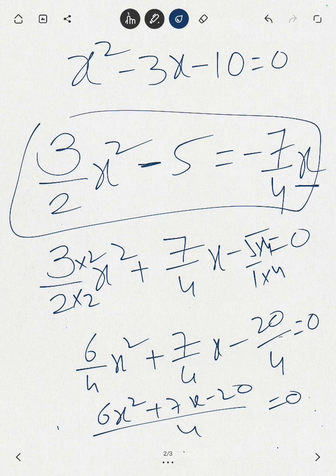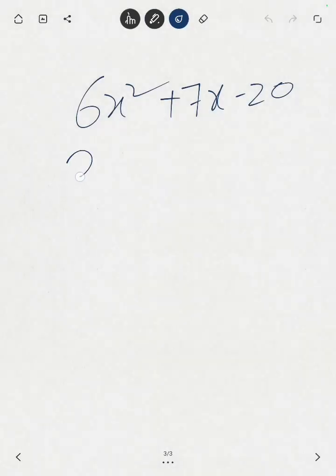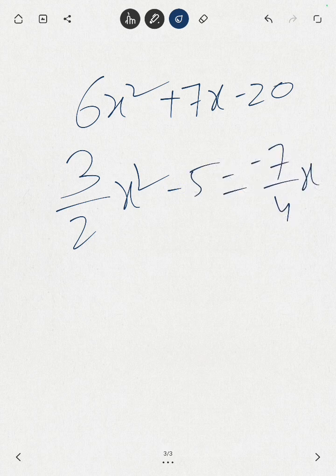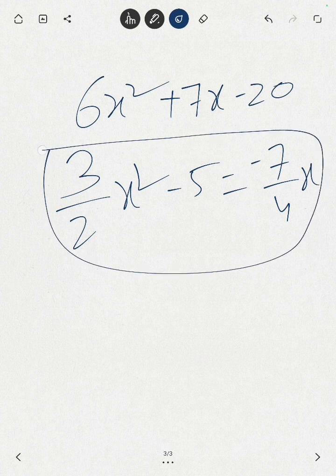So what will you conclude by this? This 3 by 2 x square minus 5 equals minus 7 by 4x is the same as this equation. So whatever result we get from this equation, we will get the same result from this equation also. It is the same as understanding equivalent fractions. Just now I have explained about equivalent fractions.